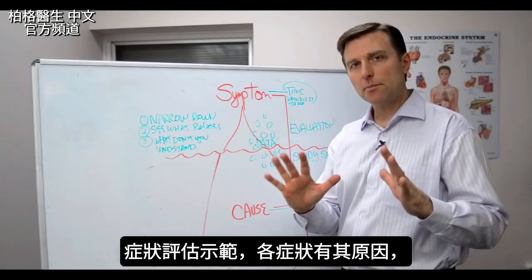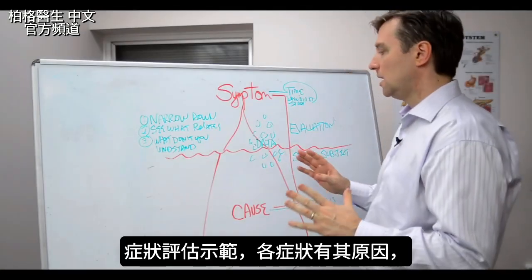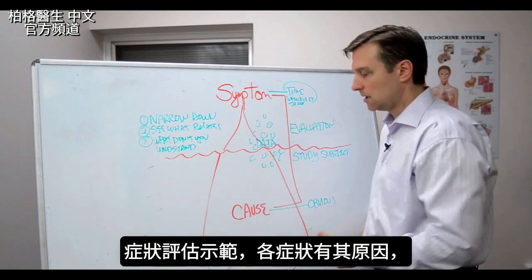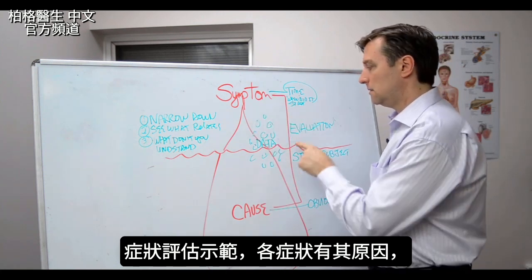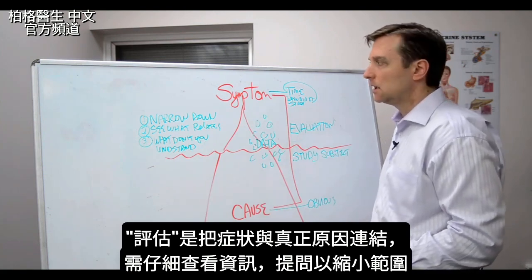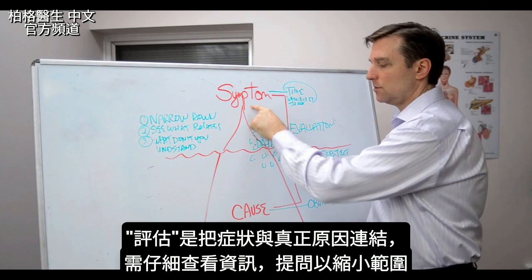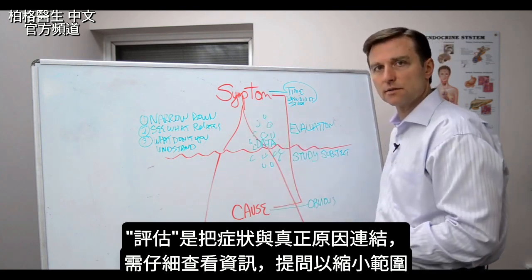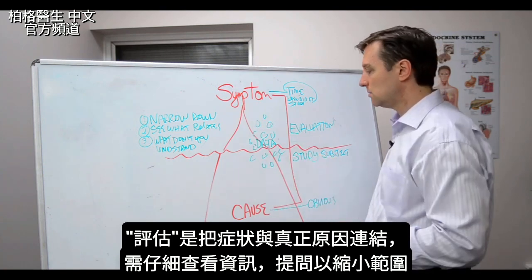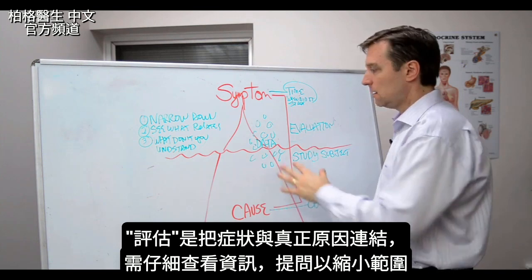Okay, so this is the template for evaluation. We have the symptom up here, which is the effect, and the cause. An evaluation is basically connecting the symptom with the correct, real cause. To do that, you have to evaluate, which means to look closely at all the information.